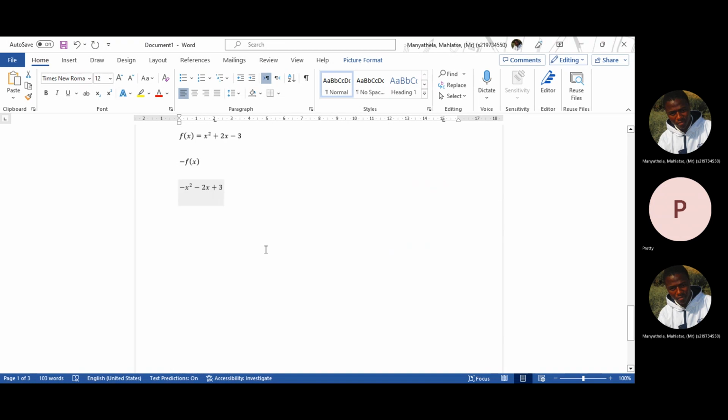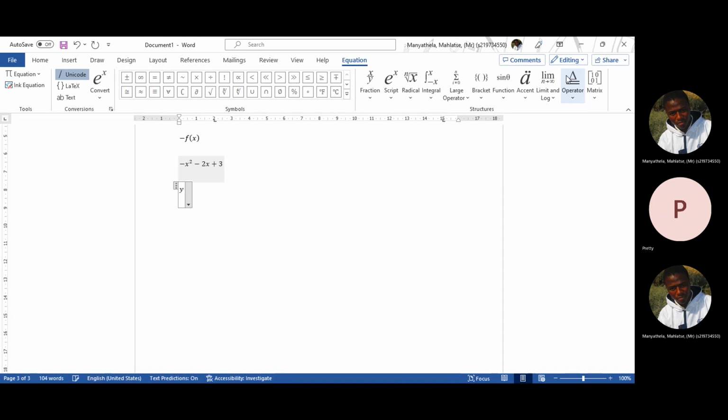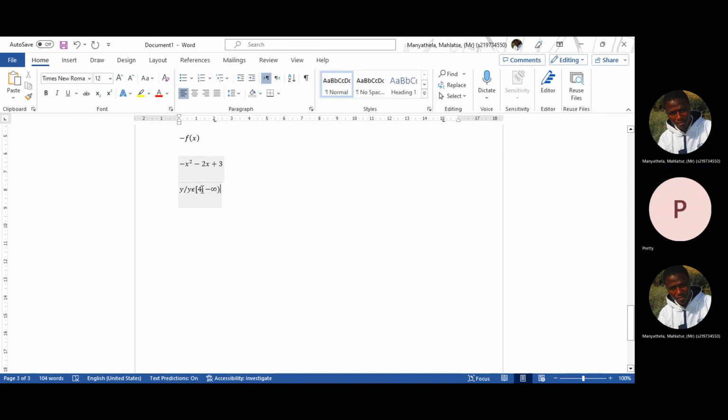So this is where the range starts. The range is y such that y is an element of the interval from negative infinity to 4. 4 is included, but negative infinity is not included. The range starts from 4, which is included in the graph, going to negative infinity, which is not included.